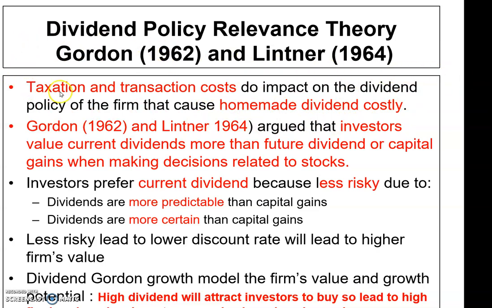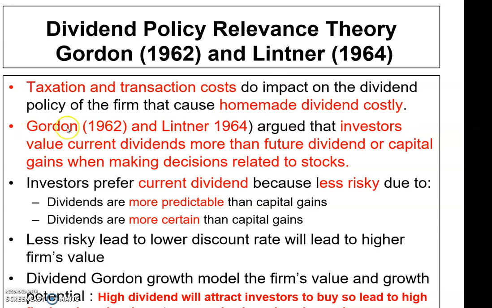If you are using Modigliani and Miller's theory just now, it sounds not realistic because they assume taxation is zero and transaction cost is also zero. But Gordon and Lintner become more realistic, whereby the homemade dividend policy, which is made by investors or shareholders to top up their income, is actually very expensive, because it involves these costs.